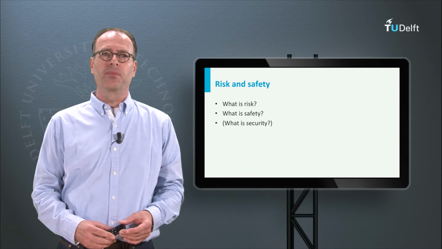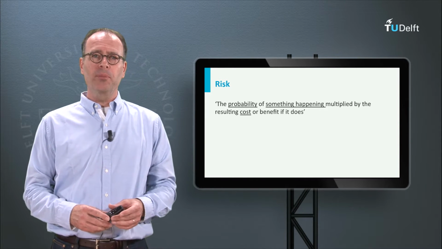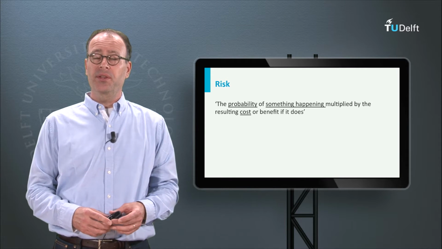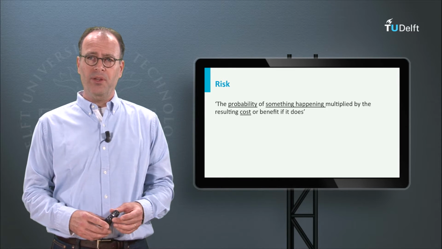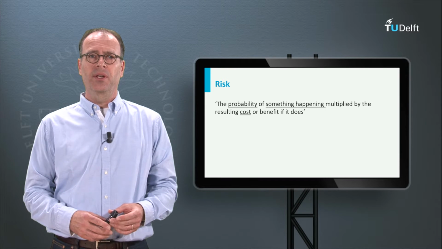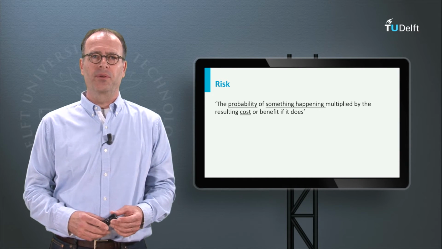Risk can be defined as the probability of something happening multiplied by the cost or benefit if it does. Note that this definition is neutral with regard to the outcome of something happening. Please also note that risk is often used in relation to negative outcomes, outcomes that we want to avoid.